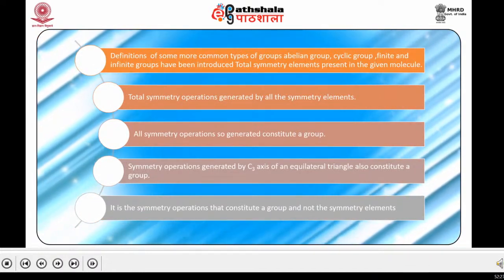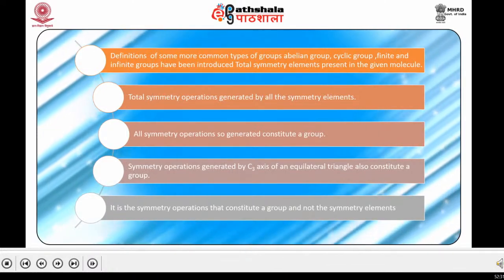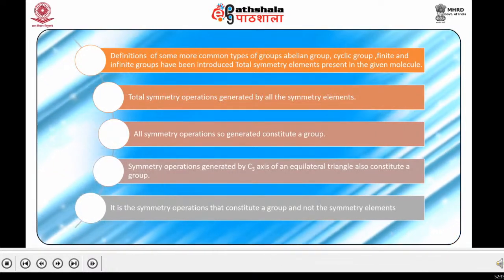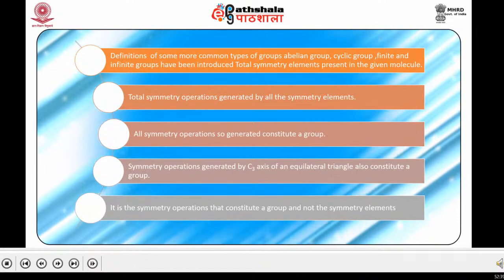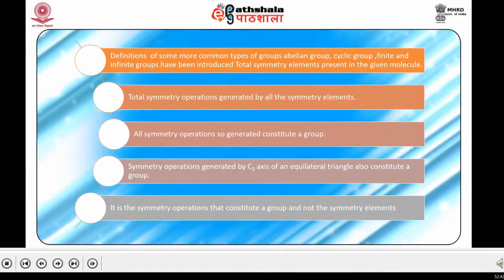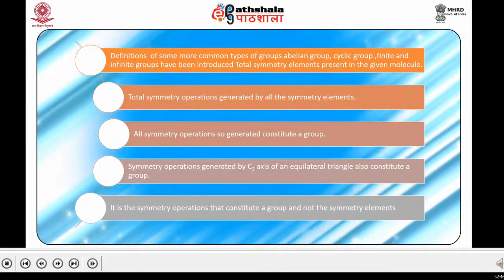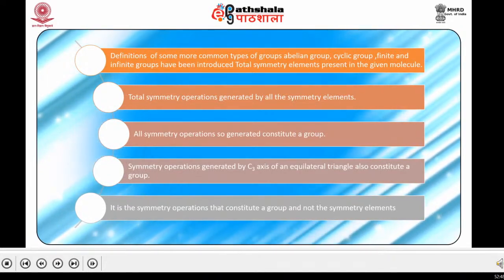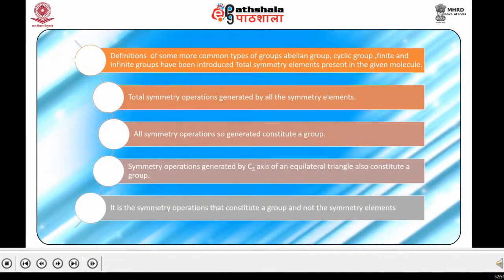Total symmetry elements present in the given molecule were explained. Total symmetry operations generated by all symmetry elements were described. That the total symmetry operations generated constitute a group has been explained in detail. Symmetry operations generated by the C3 axis of an equilateral triangle also constitute a group. It is the symmetry operations that constitute a group, not the symmetry elements.